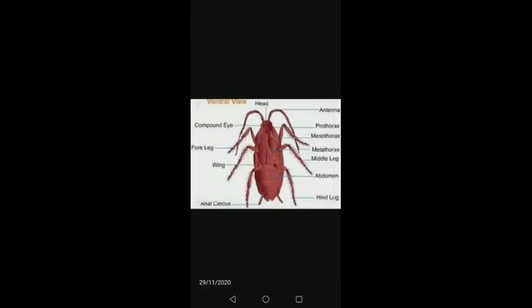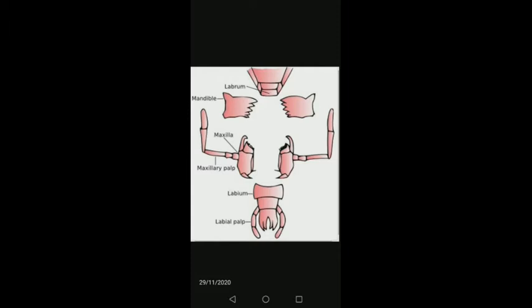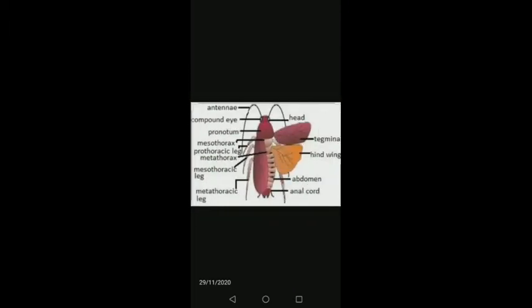And they can live in damp and warm places, and they are quite common in kitchens, hotels, bakeries, restaurants and different places where these insects can be available. The scientific name of this insect is Periplaneta americana, and it is a dioecious animal, which means male and female are found separate. That is what we call a dioecious animal.